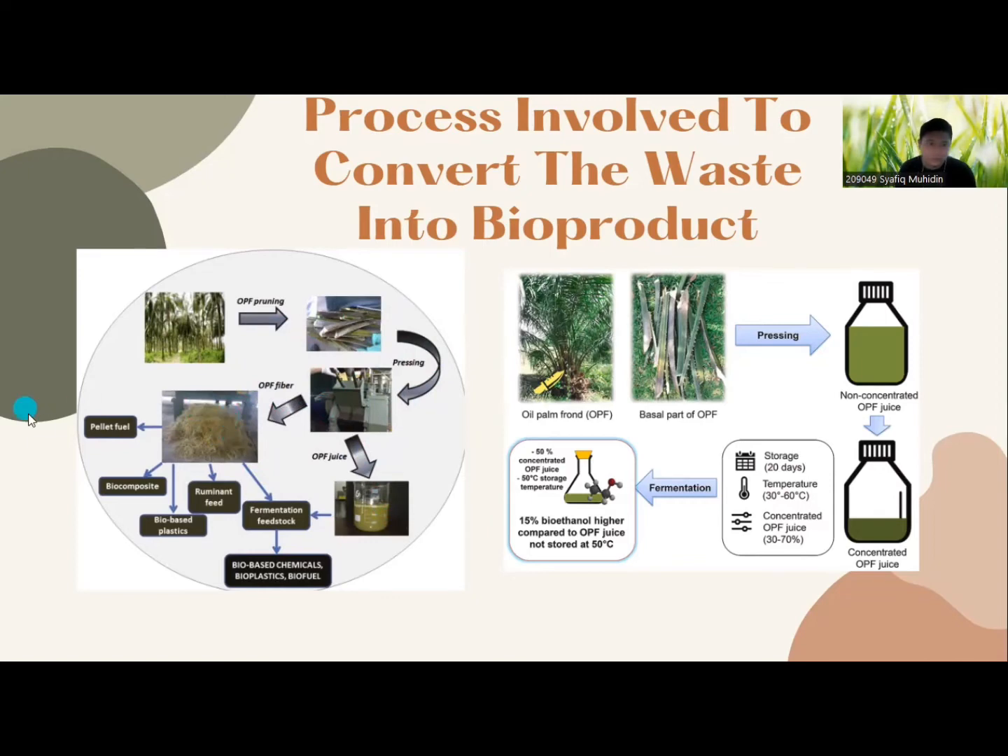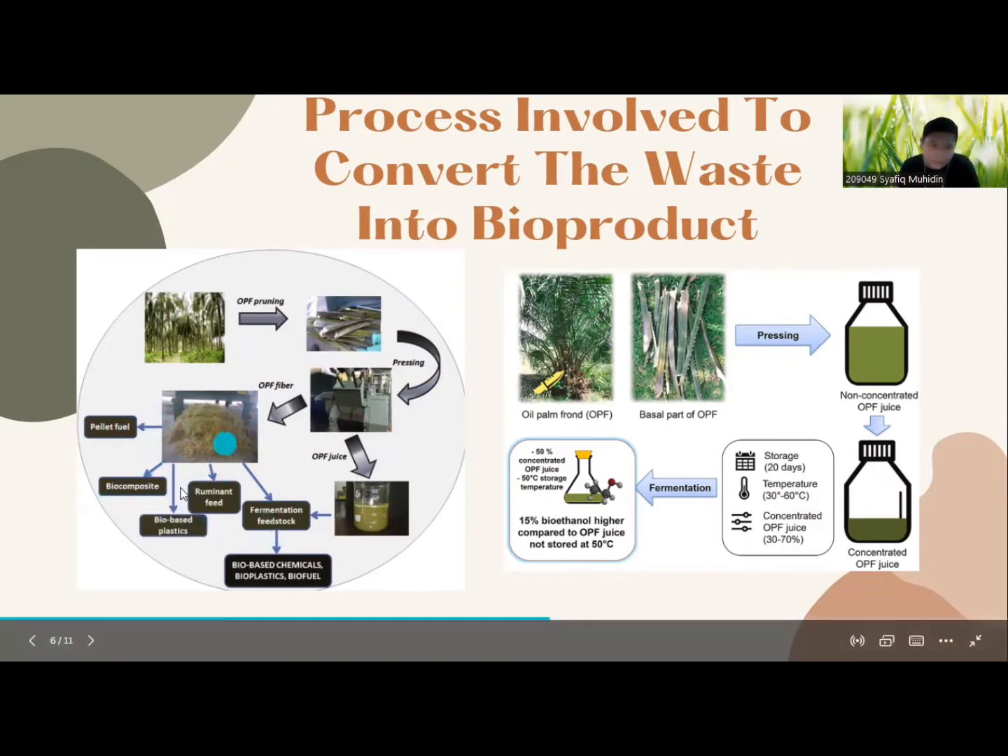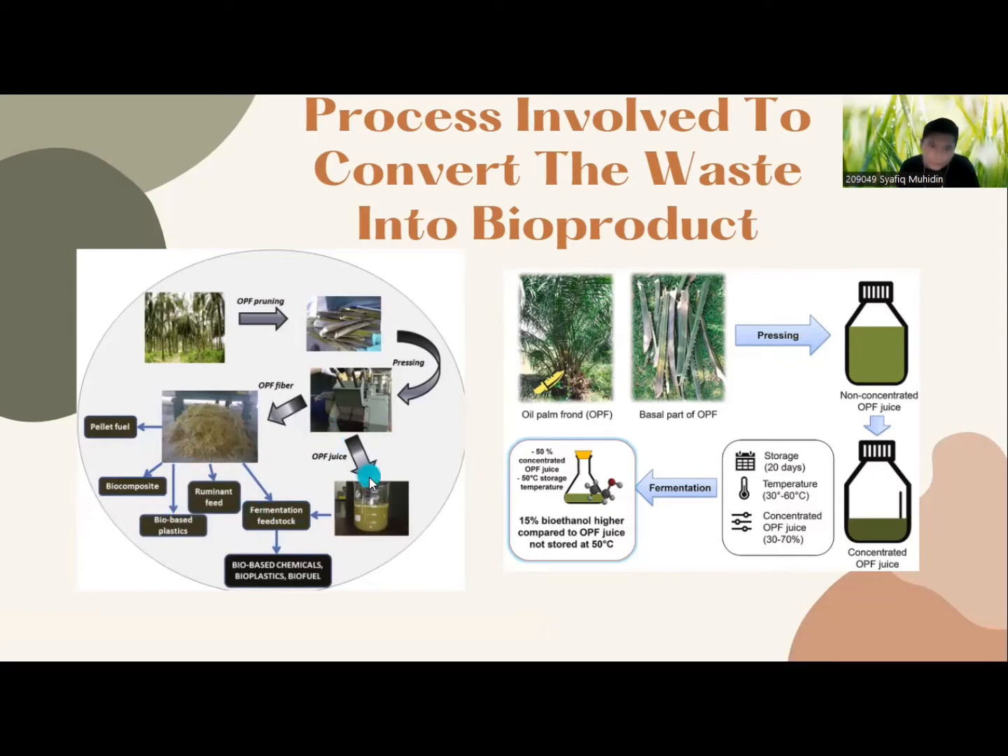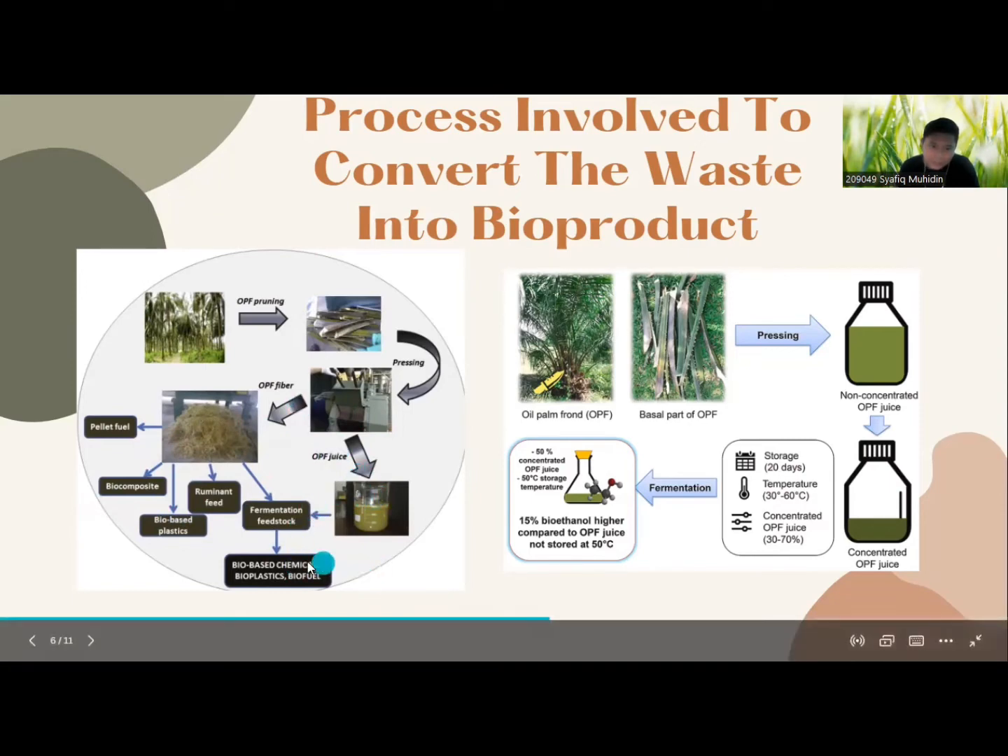From the OPF fiber, we can turn it into pellet fuel, composite, bio-based plastic, and also ruminant feed. OPF fiber and OPF juice, when we ferment these two, we will also get bio-based chemicals, bioplastic, and biofuel.